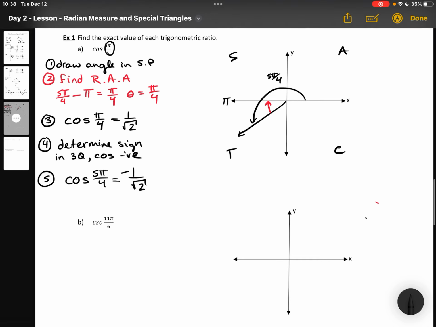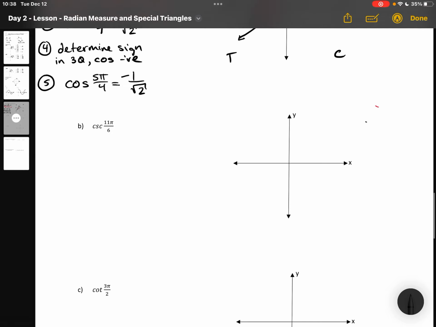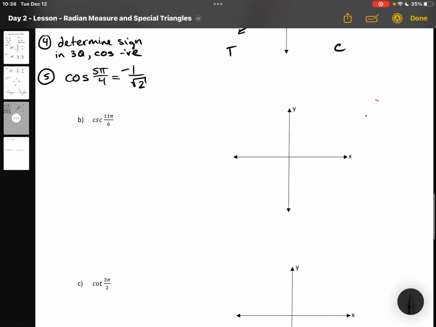Let's try another one. So here we're going to look at the cosecant of 11 pi over 6. So the first thing I'm going to do is draw my angle. So I know that 12 pi over 6 would be 2 pi. So 11 pi over 6 must be a little bit less than that, but it's a pretty big angle. So this is 11 pi over 6.